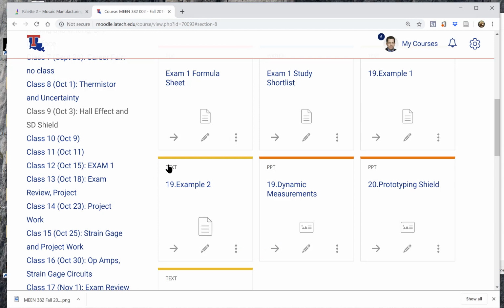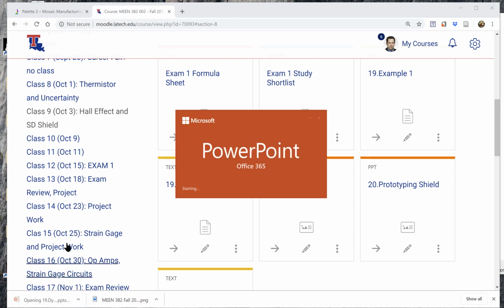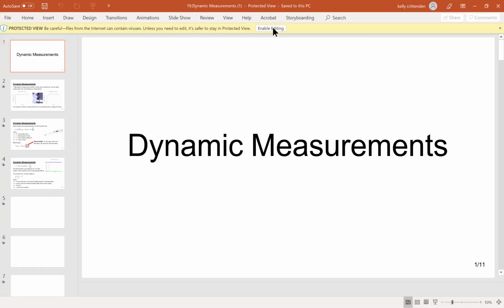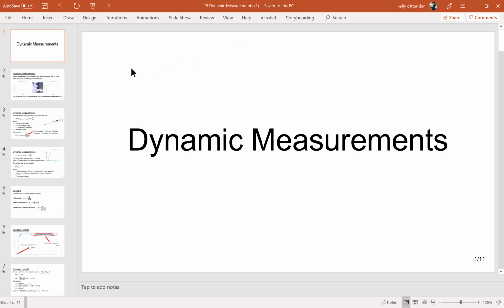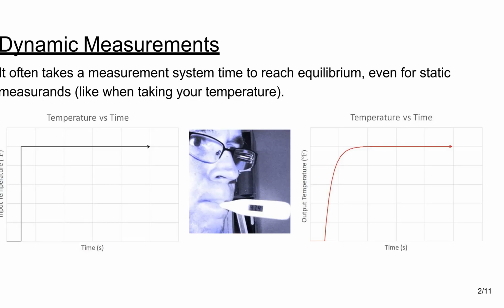All right, we looked at those two things. Let's look at this PowerPoint called Dynamic Measurements. So we'll go through it first, and then there's some examples here that we can look at. Let's see. I guess we can actually, there we go. All right. So these are dynamic measurements. We're taking measurements where things are changing over time.